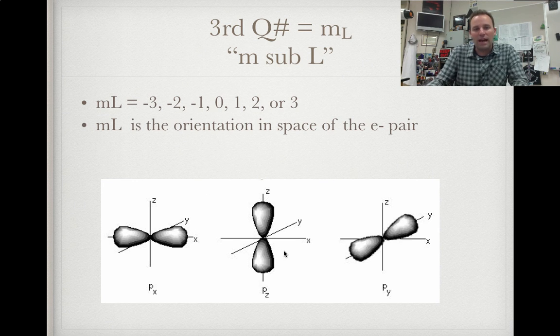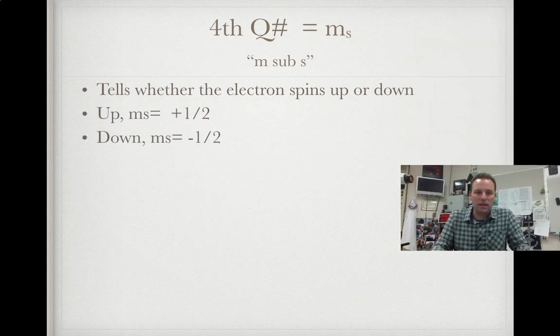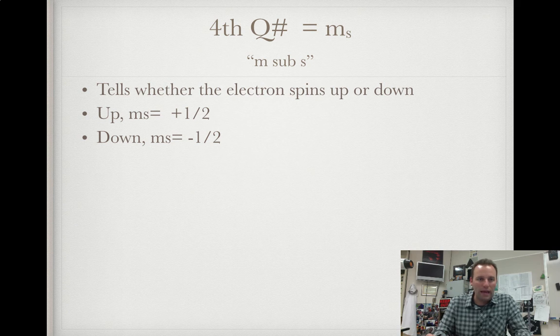We'll learn later how you tell those. And right now, I bet you're all thinking, what the heck is this guy talking about? Just stay with me, okay? The fourth quantum number, or M sub S, tells whether the electron is spinning up or down. If it's spinning up, we call it +1/2. If it's spinning down, we call it -1/2.